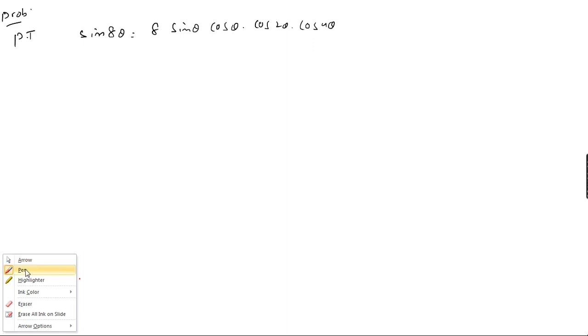Here the question is: prove that sin 8 theta equals 8 sin theta cos 2 theta cos 4 theta.